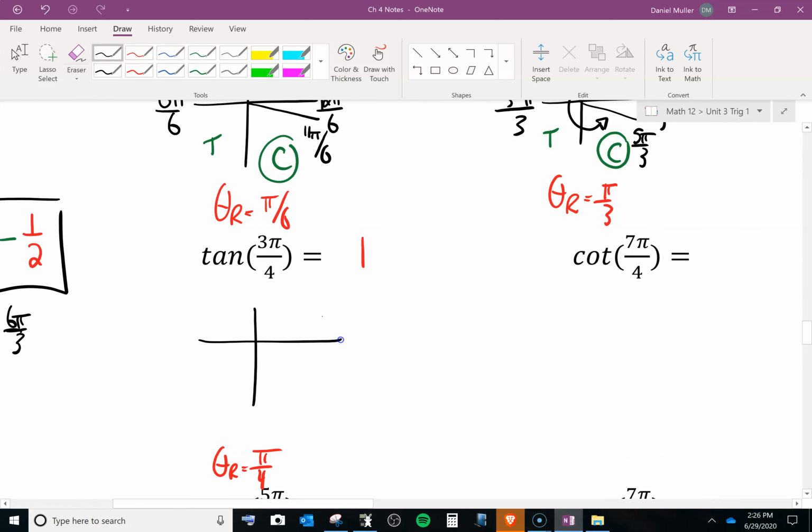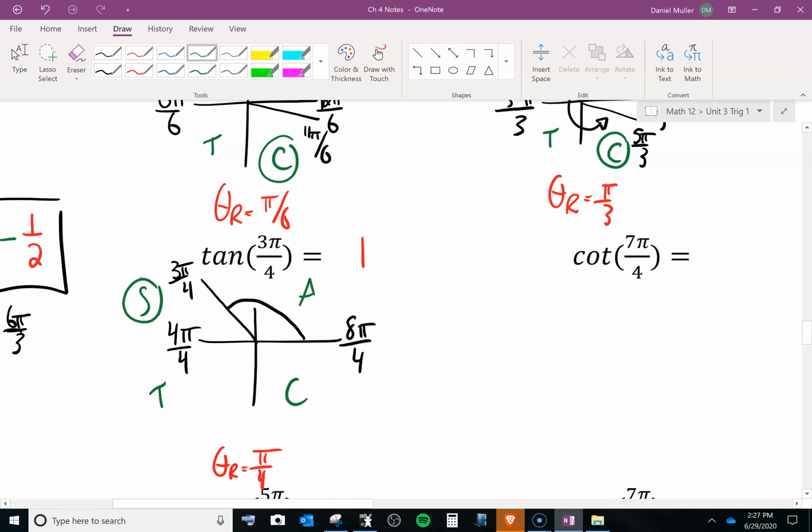Now I need to do this in things of 4. So this will be a 4 pi over 4, and this will be an 8 pi over 4. Then I still have pi, and I still have 2 pi. Now I've got 3 pi over 4, so that'll fall somewhere short of 4 pi over 4. That'll be my 3 pi over 4 there. And I can take a look, C-A-S-T, so sine. Sine is not what I have, I have tangent, so therefore I have to do negative. Only sine is positive, and I do not have it.